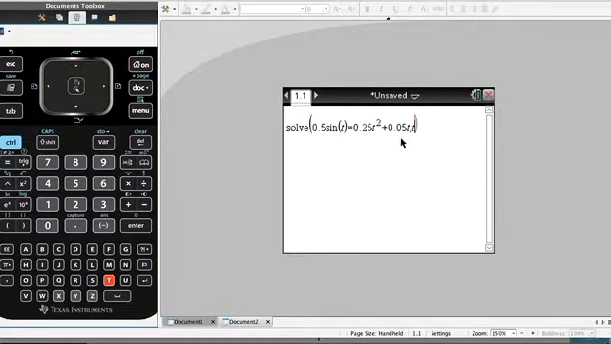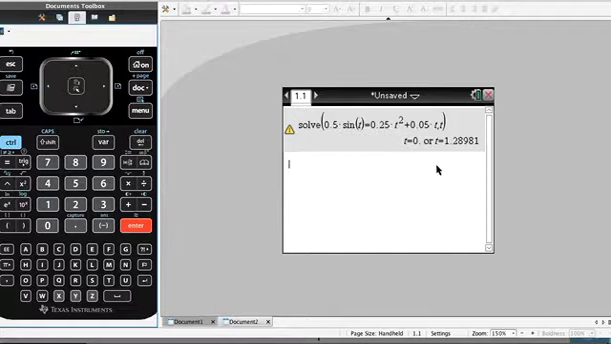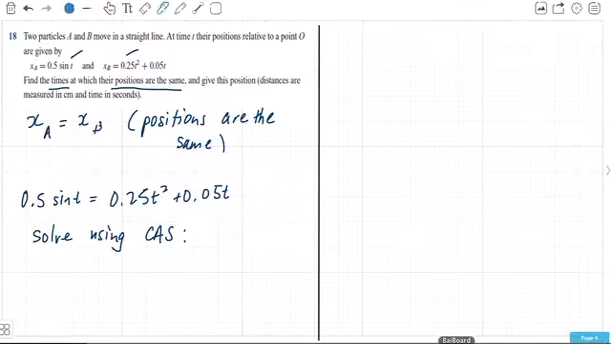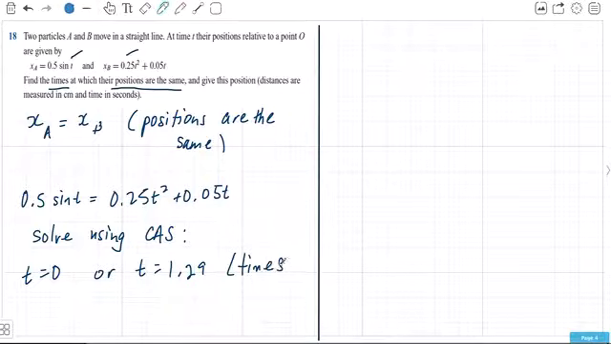If we push enter, see what we get. We get two values here for t. We get t equals 0 or t equals 1.289. Now these are times, so we can round this to 1.29. So 0 and 1.29. So if we go back, you can write down our answers for t. t equals 0 or t equals 1.29. These are times, and these are in seconds.